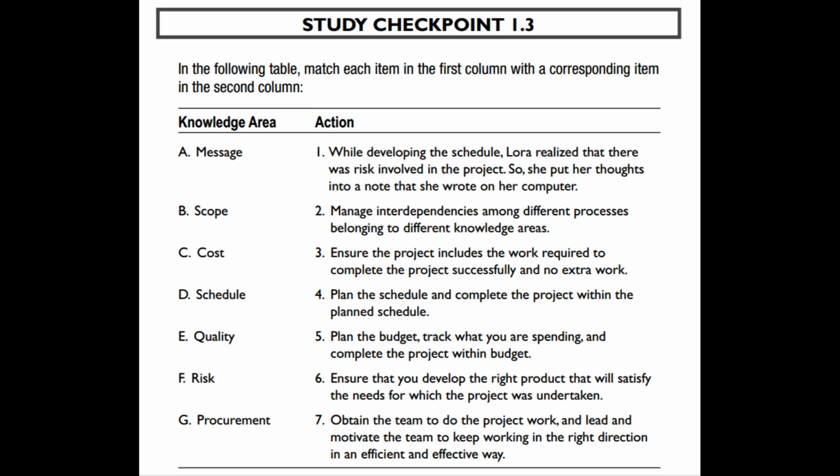D. Schedule 4. Plan the schedule and complete the project within the planned schedule. E. Quality 5. Plan the budget, track what you are spending, and complete the project within budget. F. Risk 6. Ensure that you develop the right product that will satisfy the needs for which the project was undertaken. G. Procurement 7. Obtain the team to do the project work, and lead and motivate the team to keep working in the right direction, in an efficient and effective way.